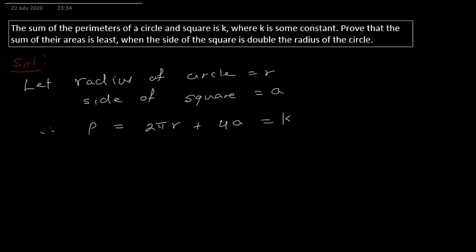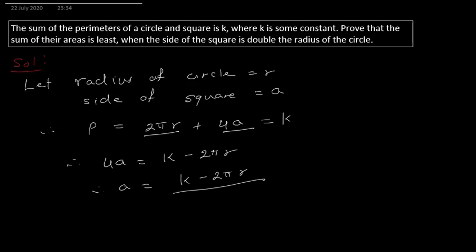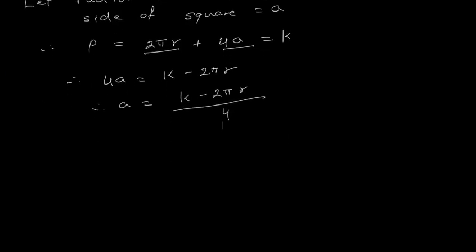Now from here I can find the value of side, or I can find the value of radius. So let us find the value of side. Therefore I will say that 4a equal to k minus 2 pi r. Therefore a equal to (k minus 2 pi r) whole divided by 4. This is the side.